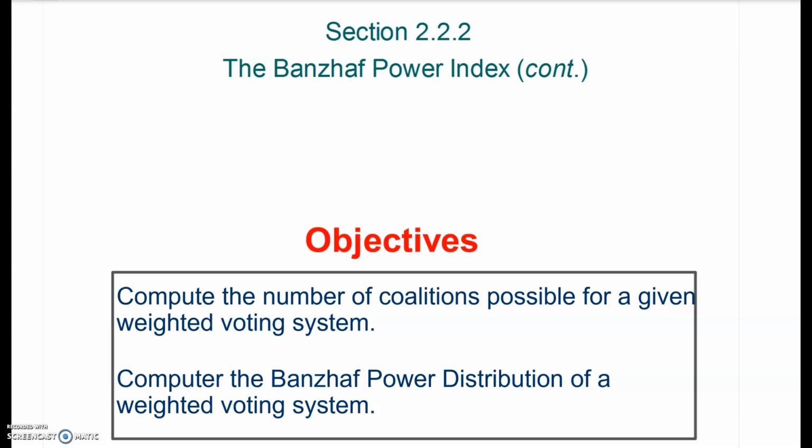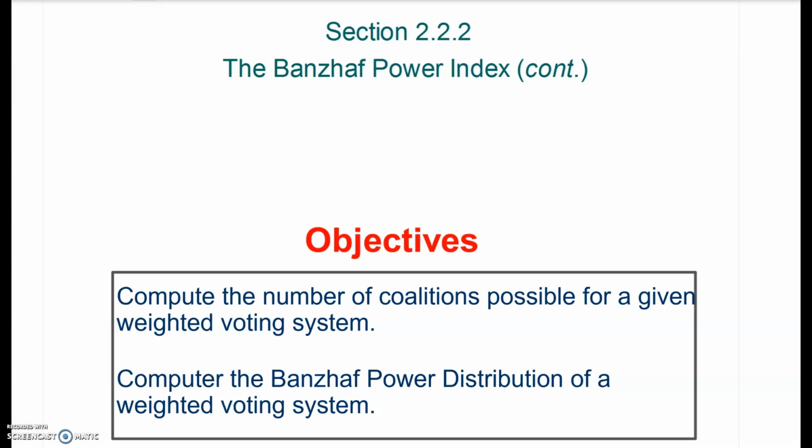All right, we're going to continue with Chapter 2, Section 2. We are working more with the Banzhaf Power Index, and today we want to compute the number of coalitions possible for a given weighted voting system, and that will really depend on the number of players. In addition, we want to be able to compute the Banzhaf power distribution for a weighted voting system.